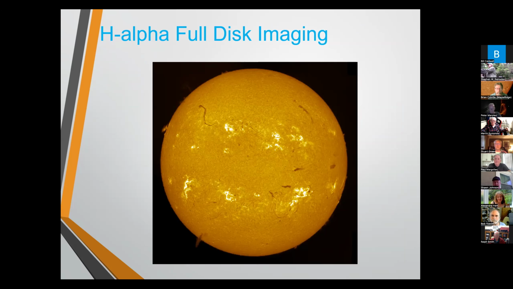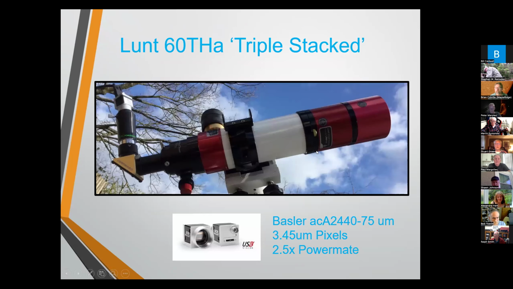But anyway, here's a hydrogen alpha full disk. You can see some nice active regions and filaments and little prominences, and so on. I captured that on a triple stack LUNT 60, and I've got Bob to thank for the little compression idea. I've got the bearings in here, Bob, and I rotate the whole unit. I don't use the thumb screws, and that compresses the Etalon, works perfectly. It's absolutely brilliant.